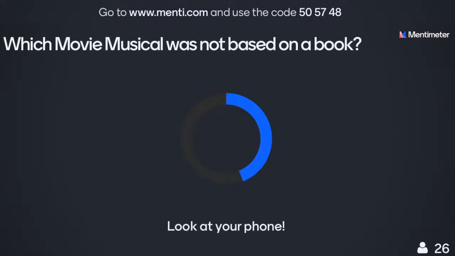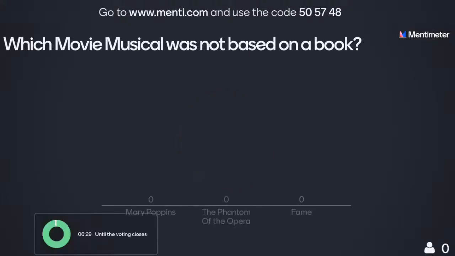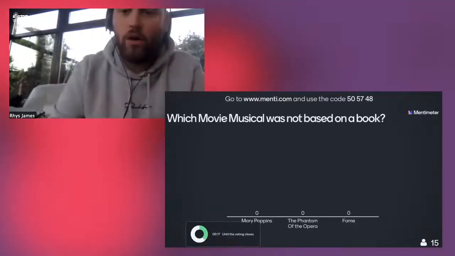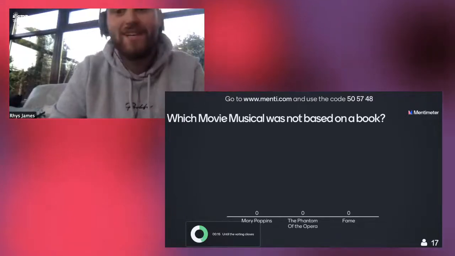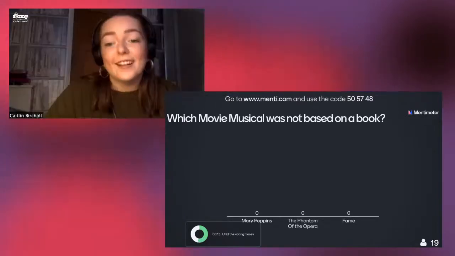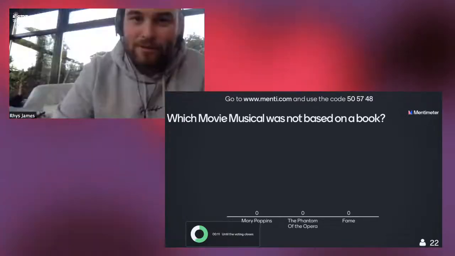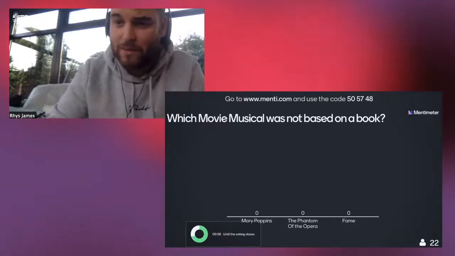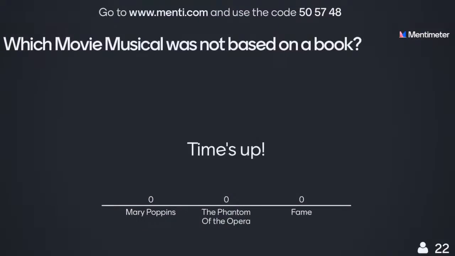Which movie musical was not based on a book? Okay, so your options for this one are, we've got three per question, I believe. Is it Mary Poppins, The Phantom of the Opera, or Fame? It could be any of the three. I believe all movie musicals are normally based on musicals, or they are just musicals. But I think the musicals have been based on books as well. So what is the correct answer here?